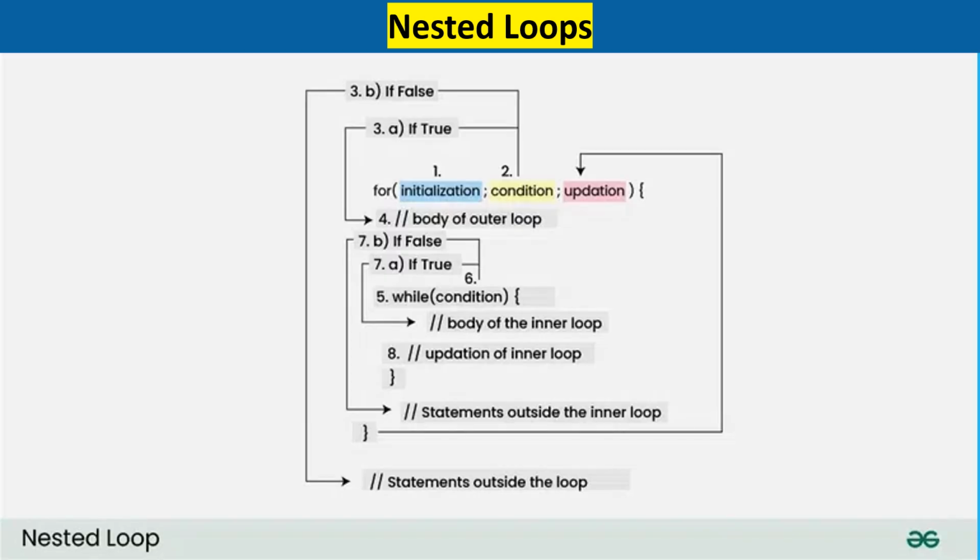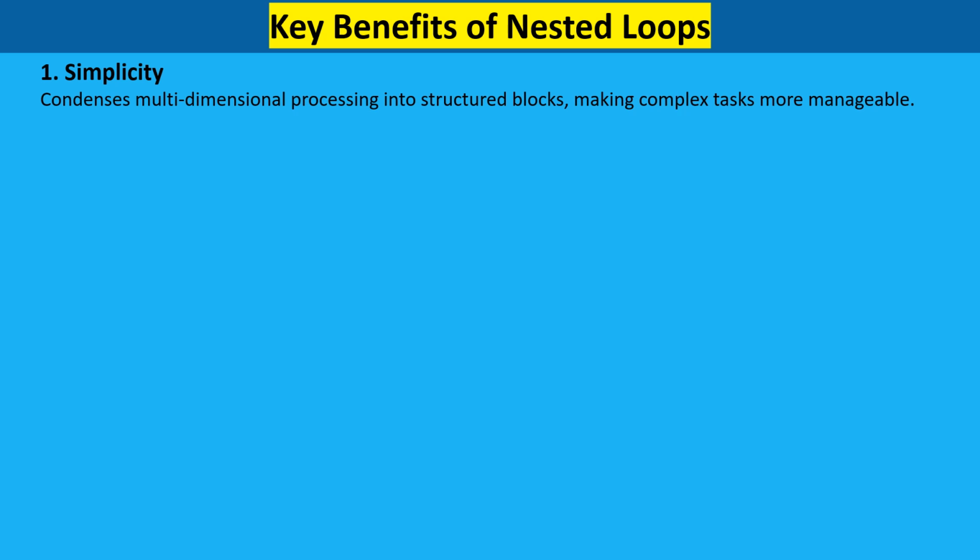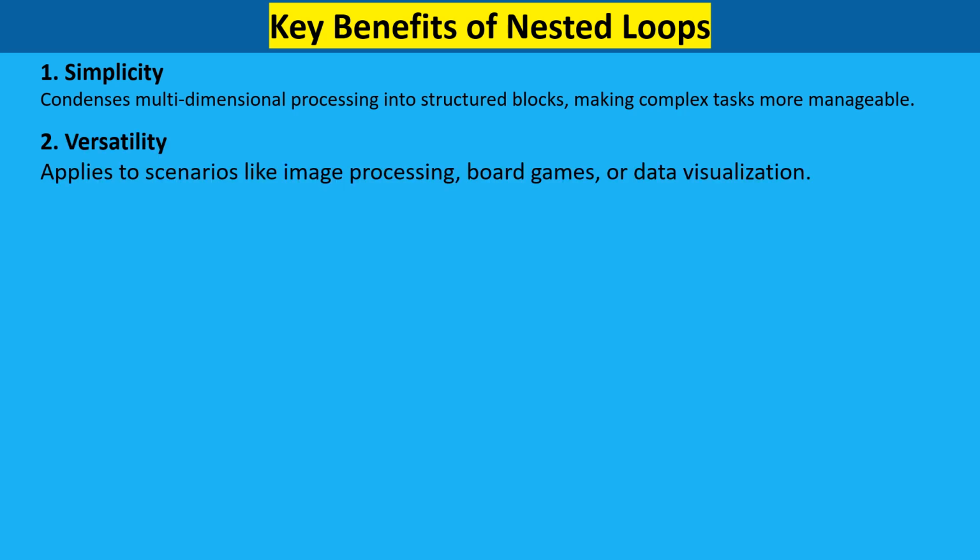Nested loop graphical representation. Key benefits of nested loops: simplicity. Nested loops break down multi-dimensional problems into smaller tasks. For example, in matrix operations, a nested loop allows you to iterate through rows and columns efficiently. They condense multi-dimensional processing into structured blocks, making complex tasks more manageable.